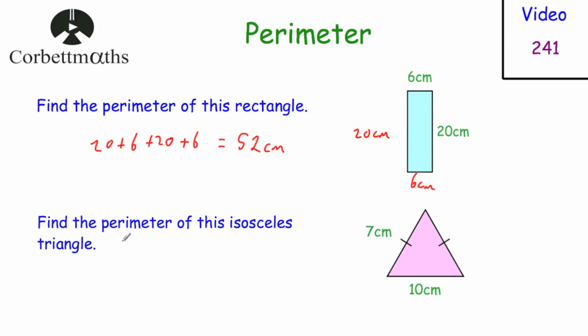Our next question says find the perimeter of this isosceles triangle. So we have an isosceles triangle, two of the sides are the same length. So as you can see, we've got two sides with the dashes. That means that they're the same length. So that means that the left-hand side here, 7, would be also the same as the right-hand side here, 7 centimetres. We've been asked to find the perimeter, so we just need to add together 7, 10 and 7. So 10 plus 7 is 17, plus 7 is equal to 24. So the perimeter of this triangle would be 24 centimetres.